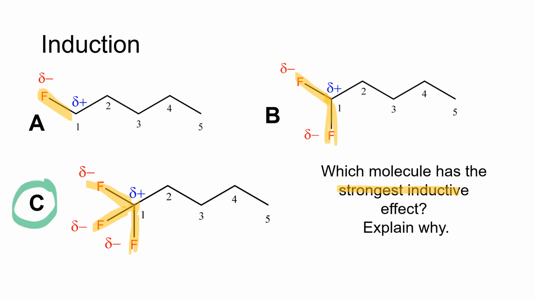I think you probably know the answer, that more fluorines, more electronegative atoms, would give a stronger inductive effect. And a reminder that the inductive effect is just that pulling of electron density towards itself through the sigma bond system. So the fluorines are pulling electron density towards themselves and polarizing, or really spreading charge throughout the molecule through the sigma bond system.